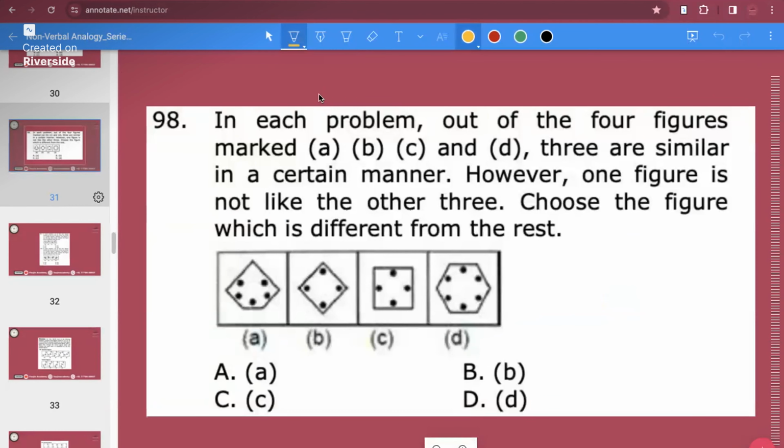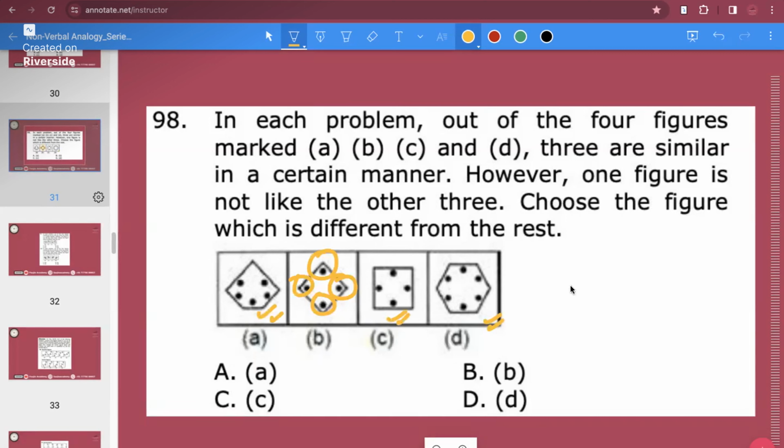Option B, sir. And not A. Why so? The dot is placed in the middle of the line, sir, but in option B, it is placed in the corner. Yeah, that's a beautiful observation. Absolutely, that's the reason. It's at the corner, but in every other figure, it is like that.